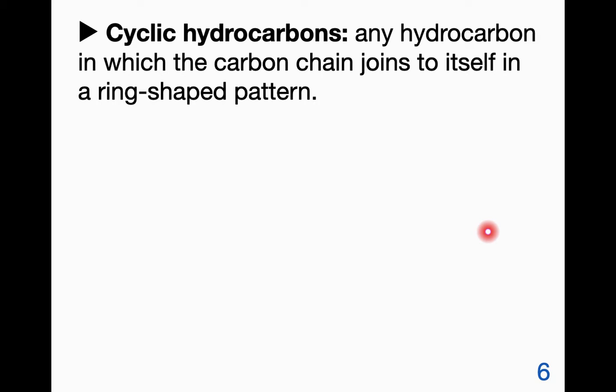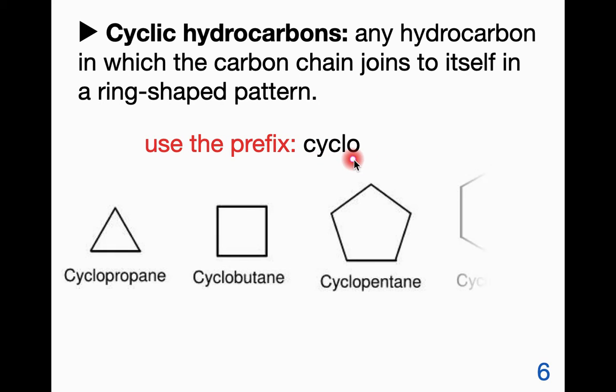Cyclic hydrocarbons, I say cyclic, you can say cyclic. Any hydrocarbon in which the carbon chain joins to itself in a ring-shaped pattern. For these, we use the prefix cyclo. So here's the first 4.